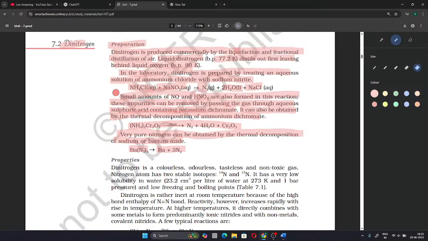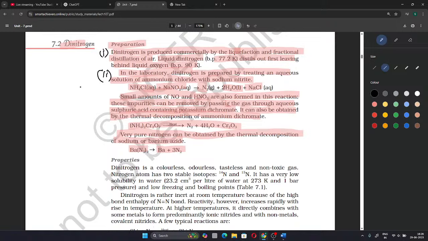These are the preparation methods for dinitrogen. The first method is the industrial method, where they liquefy the air. Then after the liquefaction, they do fractional distillation, and because nitrogen has a lower boiling point, first it will be taken out, which leaves liquid oxygen. In the laboratory, nitrogen is prepared by treating an aqueous solution. In the industrial case, it is large scale.